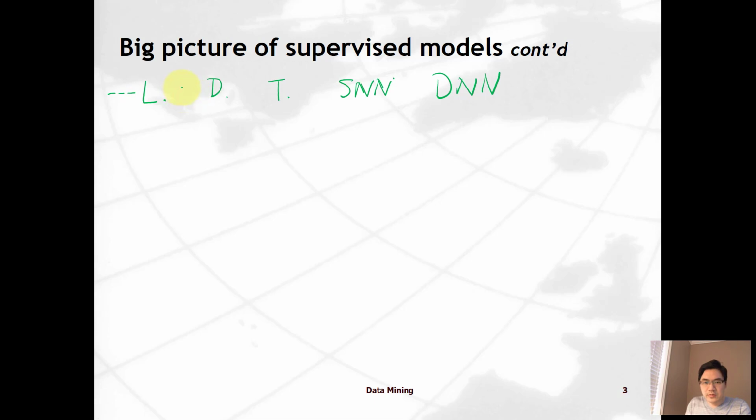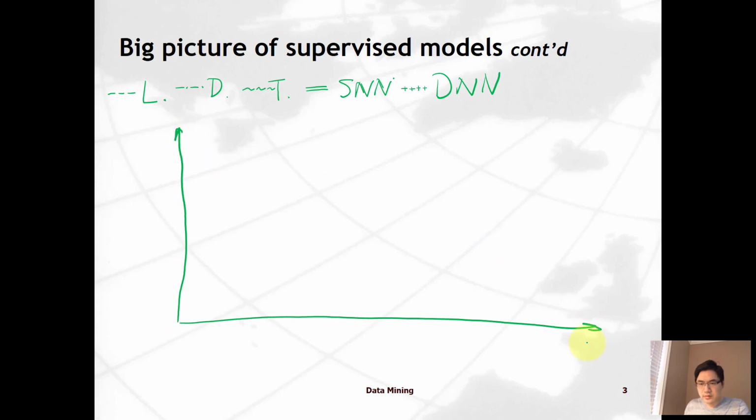And if I were to use dash line for linear model and dash dot line for distance-based model, tilde line for tree-based model, double line for shallow neural network model, and plus symbol for deep neural network model. And let's compare these models based on one factor. Here is the problem complexity.